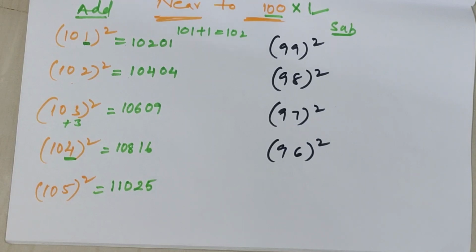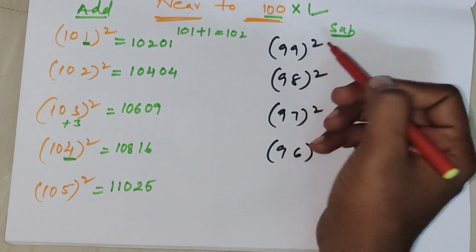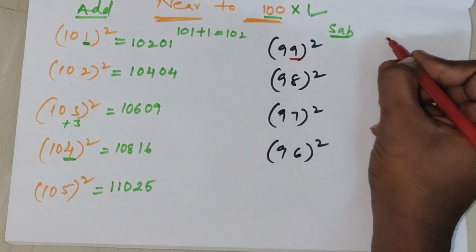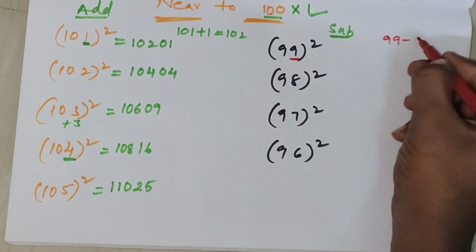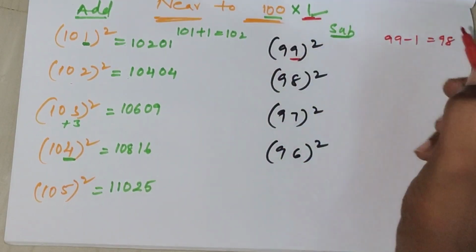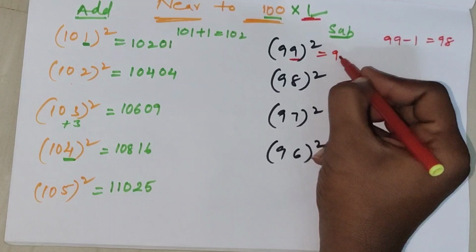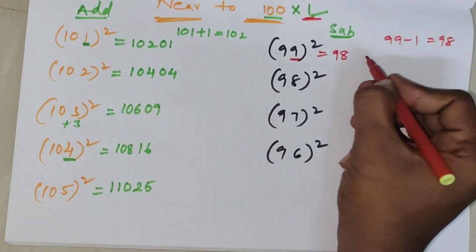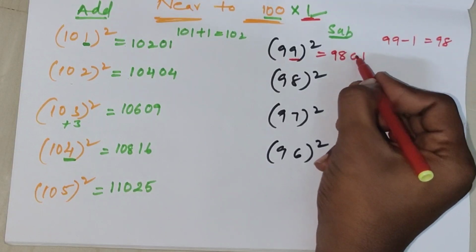Okay, in a similar way, here it is a lesser number. We should go for subtraction. Then how much less than 100? It is 1 less than 100. 99 minus 1 will be 98. Multiply with 1, the value will not change. That's why 98. And how much less? 1 less. 1 square is 1 only. Here it is 01.